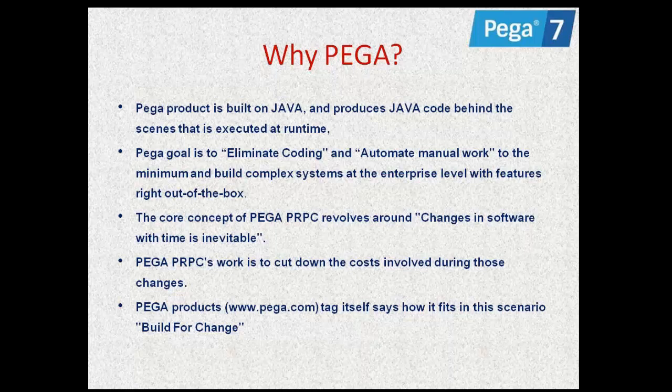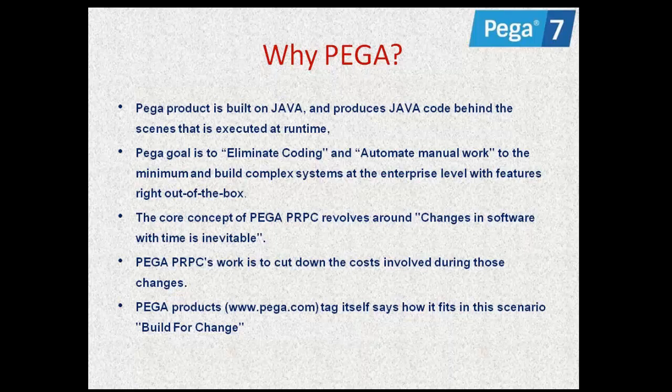And the core concept of PEGA PRPC revolves around change in software. So what are the changes happening? The main goal of PEGA is to automate the manual work. And PEGA PRPC's work is to cut down the costs involved during the changes. So the main theme of this is to eliminate the coding and cut down the production cost.